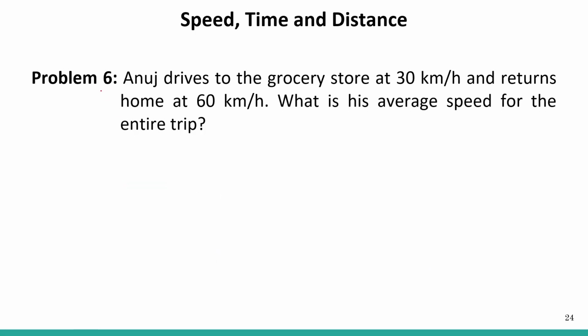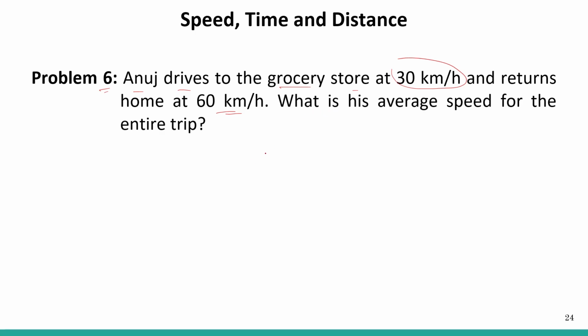So let's see problem number 6. Anuj drives to the grocery store at 30 km per hour. So the speed of Anuj is actually 30 km per hour, and he returns home at 60 km per hour. What is his average speed for the entire trip?